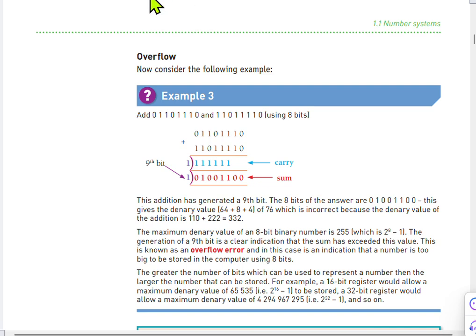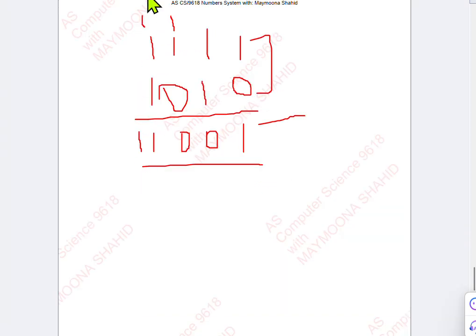So now we are next going to practice another question as well. I am going to solve the question with 8 bits. Here is the answer: 01101111, and let's suppose we have another one. All right, now we are going to add these numbers.